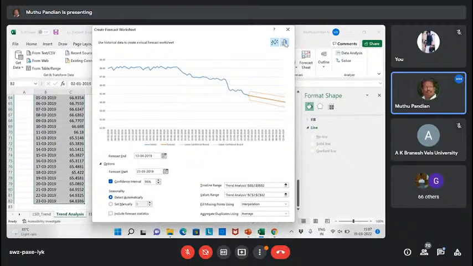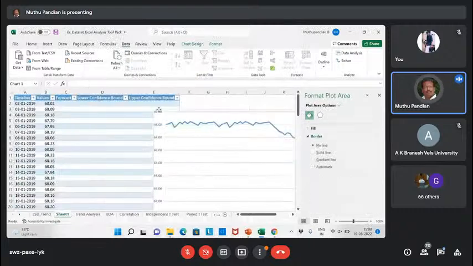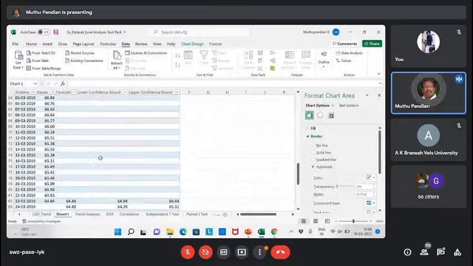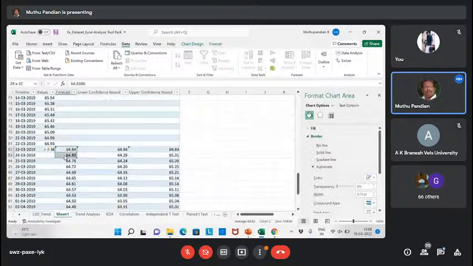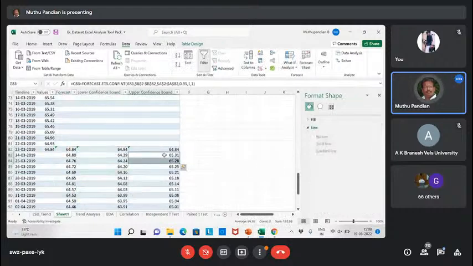Well, if I click create, what happens? You will get a new sheet. In the new sheet, you will get the predicted graph. After prediction, as well as the graph, you will get the upper value and lower value. This is the center value, the predicted center value. This is the lower value and this is the upper value.